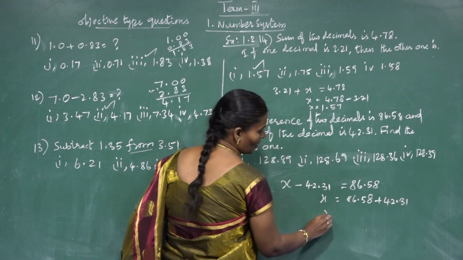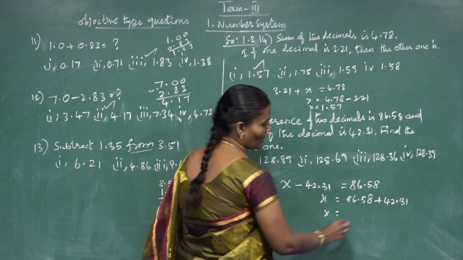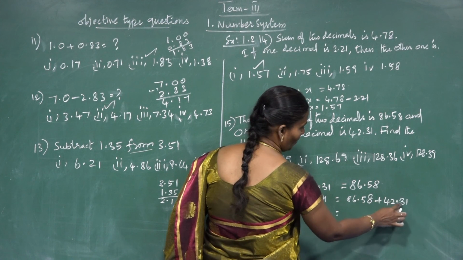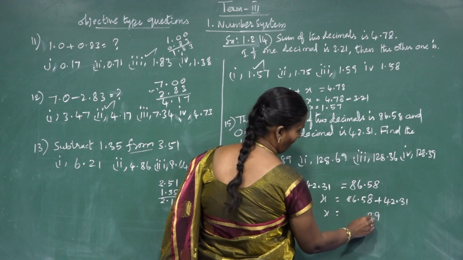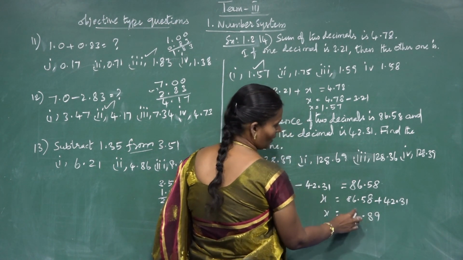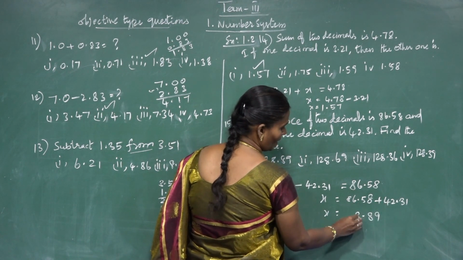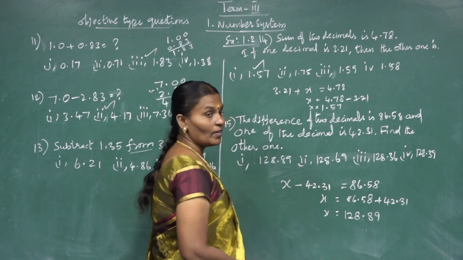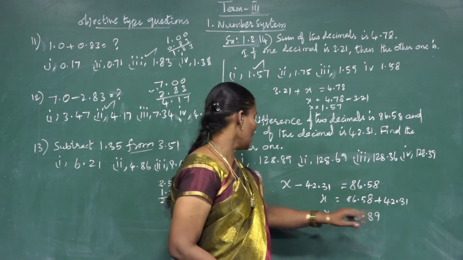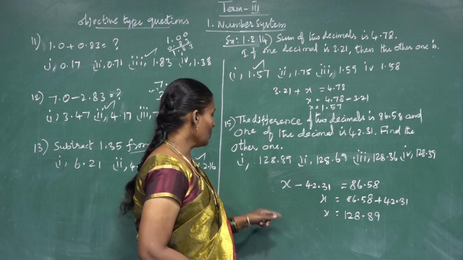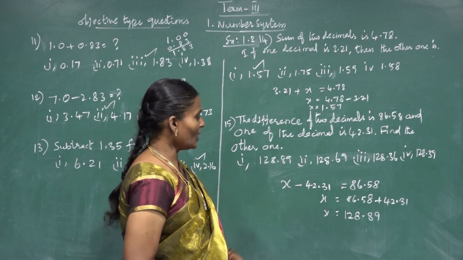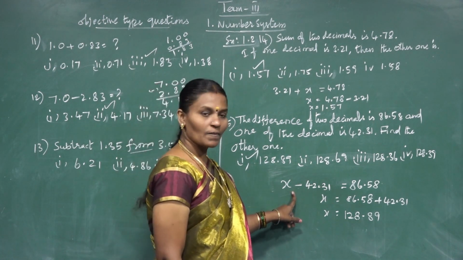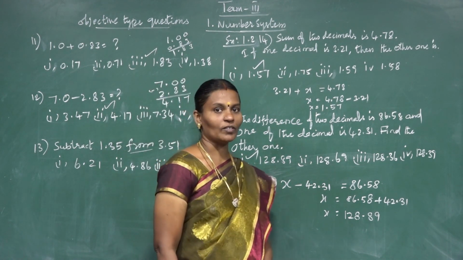Now add these two numbers. So what do we get? 8 plus 1 is 9. Then 5 plus 3 is 8. Point. Here 6 plus 2 is 8. 8 plus 4 is 12. So 128.89. See which option is the correct one. The first one is 128.89. So this is the correct one. Understand, children? How do you do this? Okay. Good. Thank you.